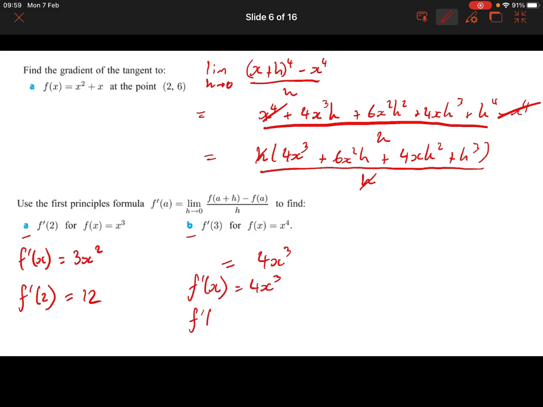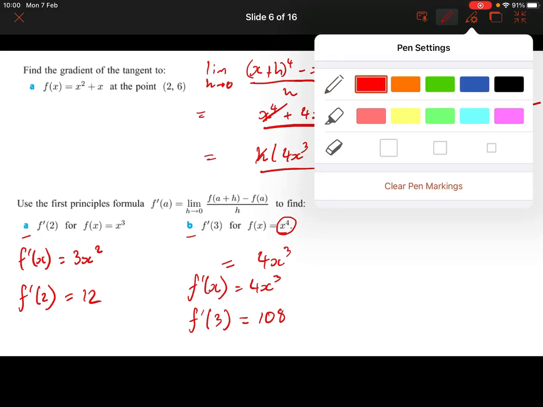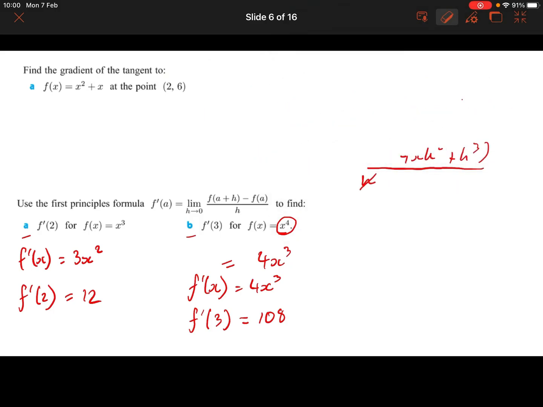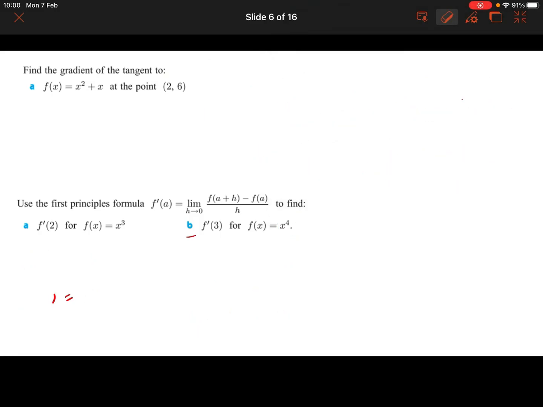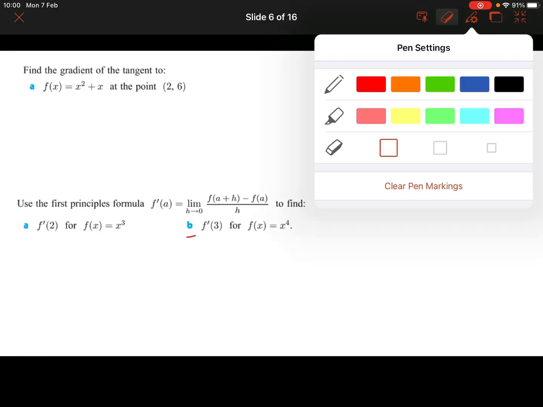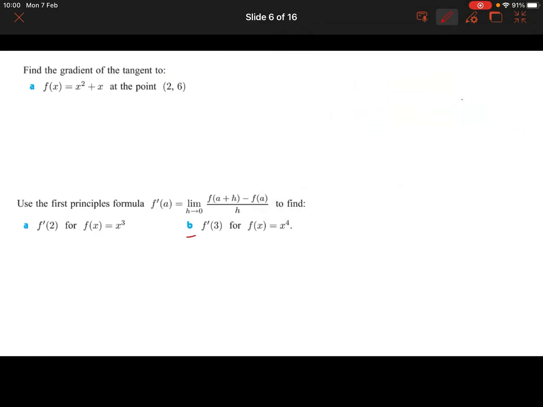So f prime of x is equal to 4x cubed. So f prime of 3 is equal to 27 times 4, which is 80 plus 28. So what's that? 108. So the gradient of x to the power of 4 at an x value of 3 is 108. Okay, so that's doing everything by first principles. Luckily for you, more often than not, we don't need to use first principles. Okay, you do need to know it because you might get asked a question to do it in first principles.